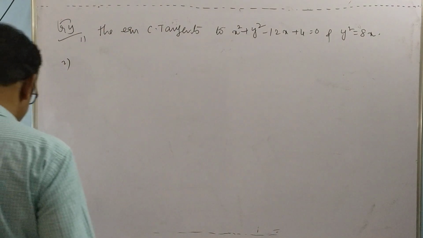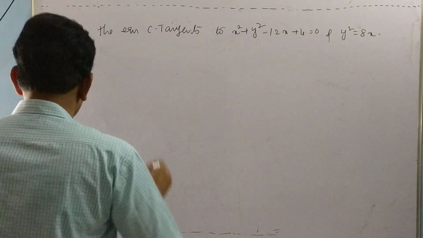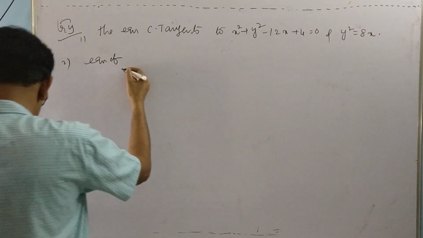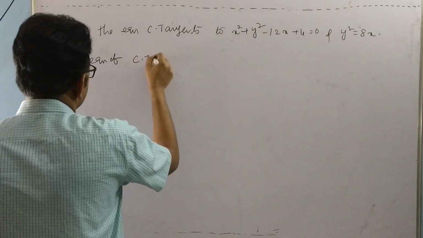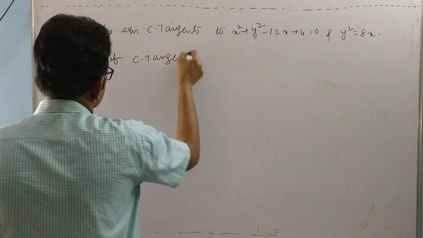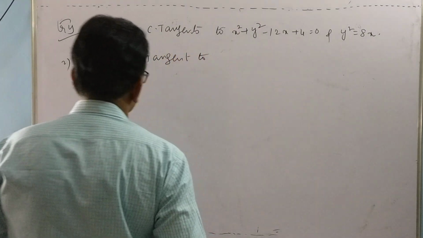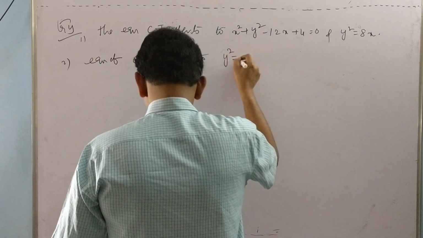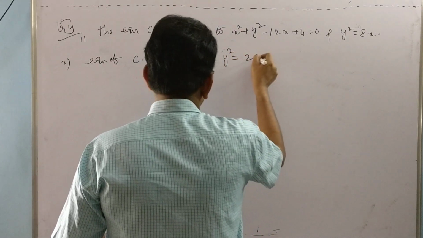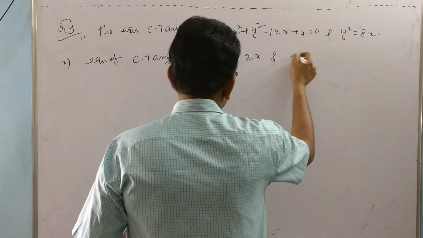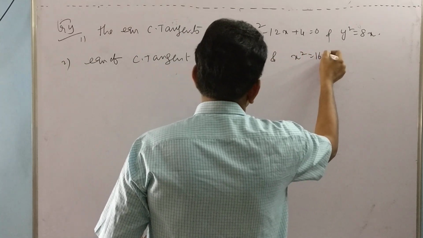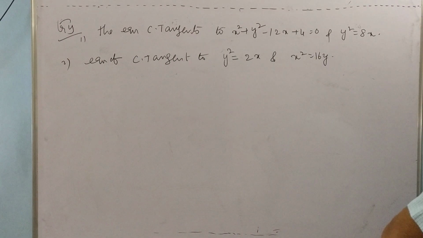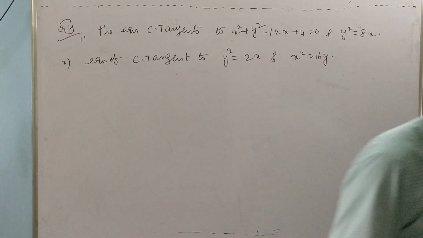Second problem, equation of common tangent to the parabola y square is equal to 2x and x square is equal to 16y. X square equal to 16y.